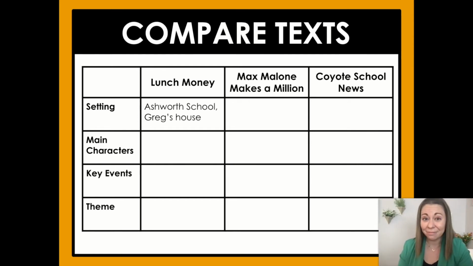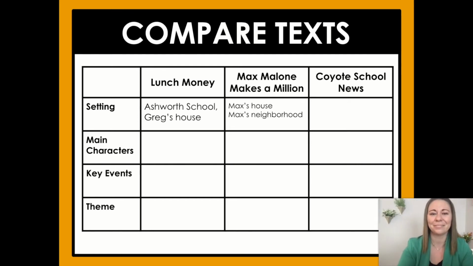You got it? All right, let's see. That one also took place at Max's house and in his neighborhood. So we can even see that that's a similarity so far, that both of these stories take place at the main character's house. Interesting. What about Coyote School News? I remember that we focused on the setting in the first lesson of Coyote School News. Let's see how good your memory is.